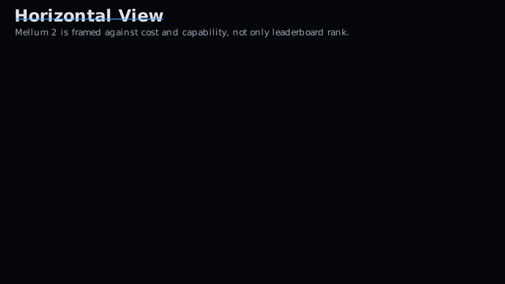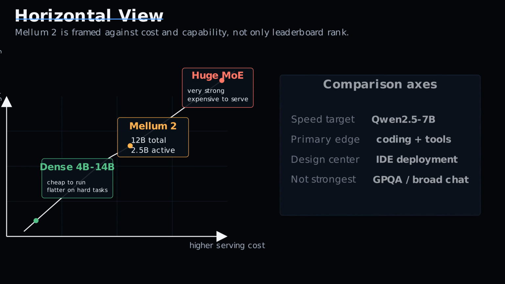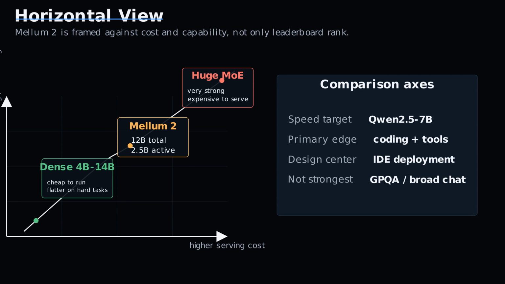That puts Mellum 2 in the middle of two familiar lanes. Small, dense models are cheap but flatten on harder coding and reasoning. Very large MoE models are strong, but expensive to run inside everyday developer workflows.